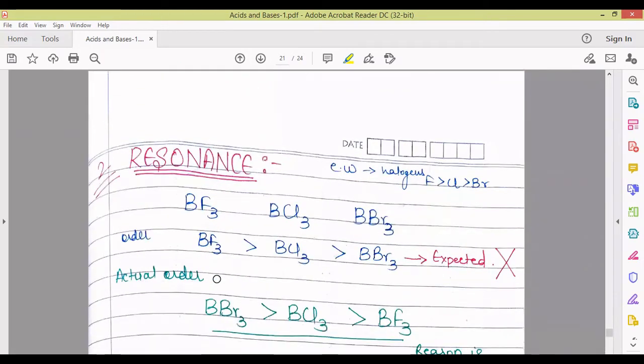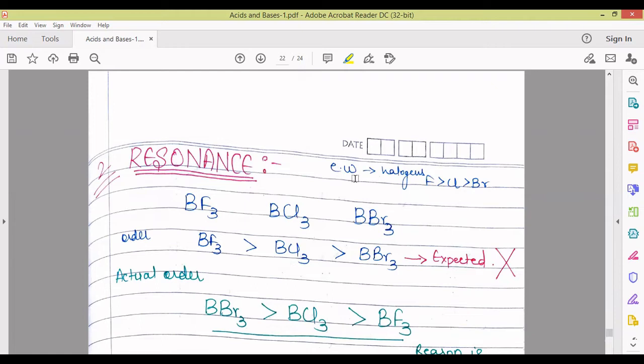Now let us see the second effect, that is resonance. For discussing the resonance effect, we have BF3, BCl3 and BBr3, that is, trihaloboranes. We have replaced the hydrogens with chlorine and bromine here.